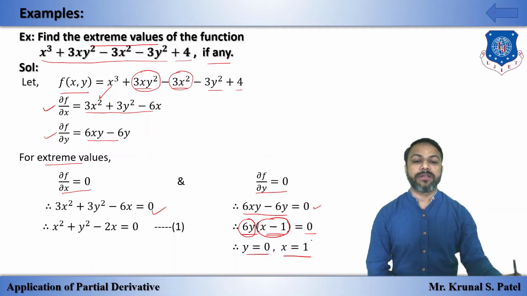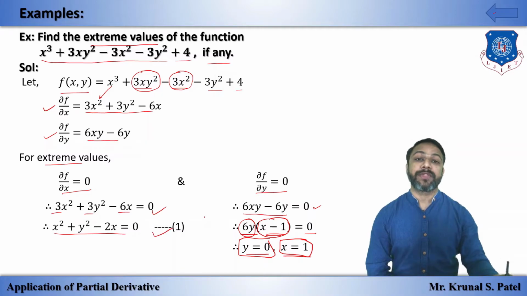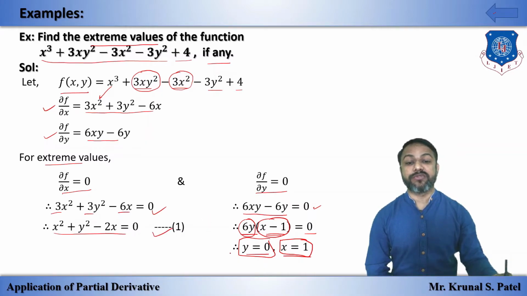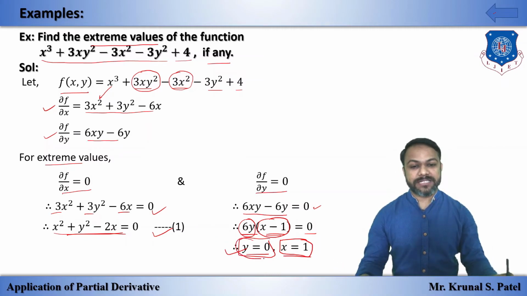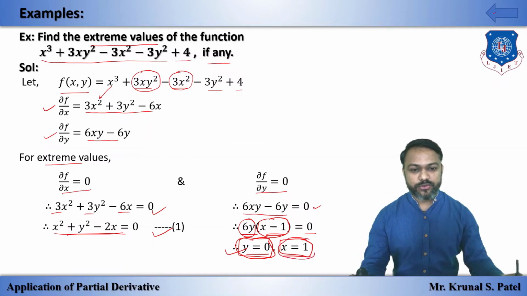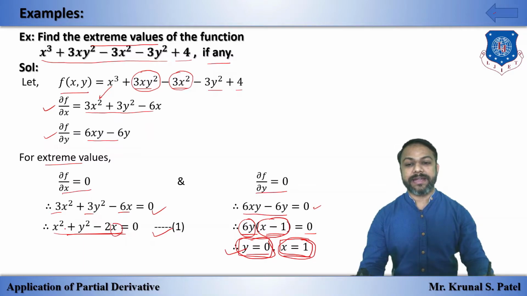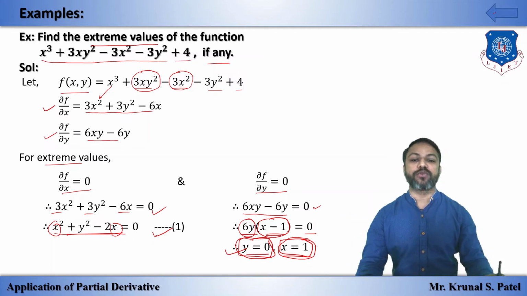So from this equation, we have these two values of x and y. These are different values, so this is not one point. Keep one thing in your mind. And by taking 3 common from this equation, we have this equation, say equation number 1. Now we have to solve simultaneously. That means we put y is equal to 0 in equation number 1, and we will get the value of x. Same way, by putting x is equal to 1 in equation number 1, we will get the value of y, which becomes a different point. So we have to take them one by one.